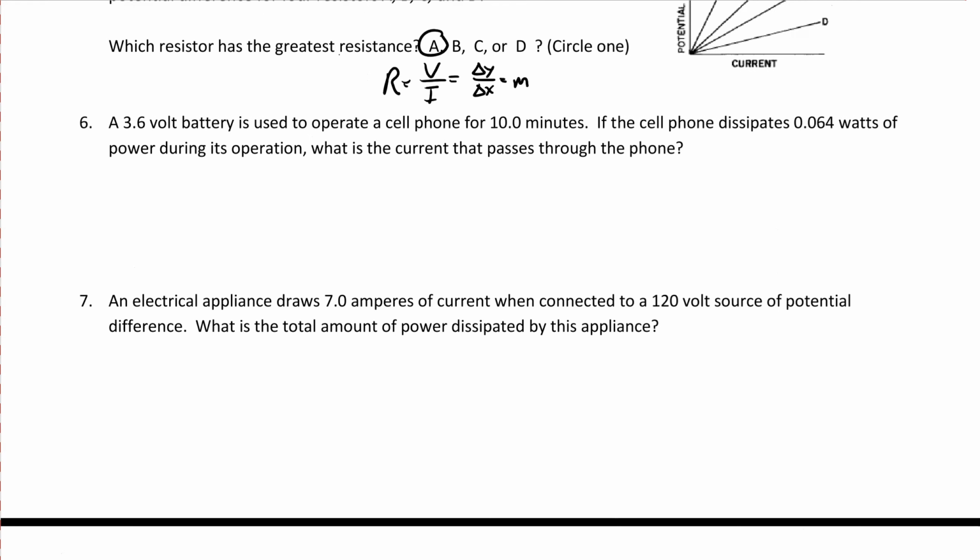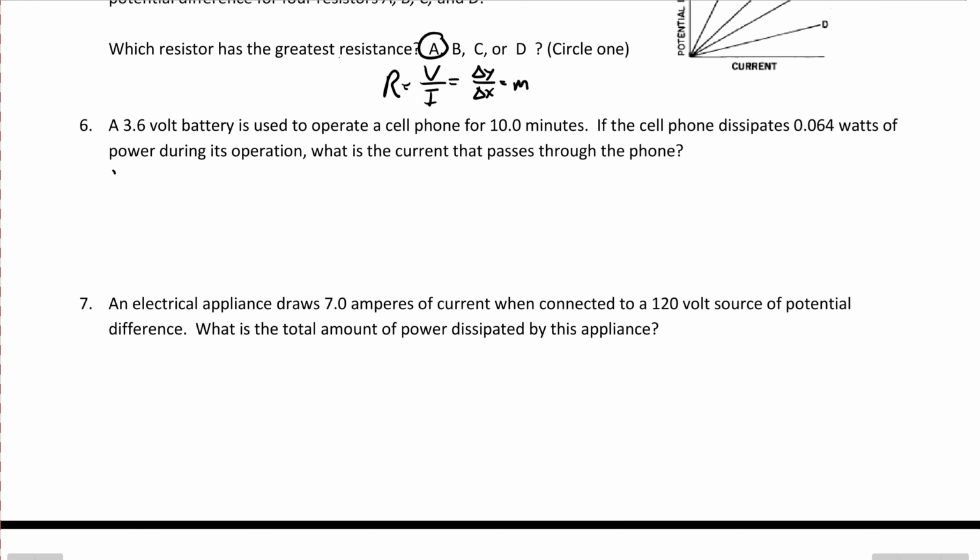So we're going to do the GUESS method. All right, so a 3.6 volt battery is used to operate a cell phone for 10 minutes. So t is equal to 10 minutes. But we don't like minutes, we want to make that into seconds. So times 60 seconds per 1 minute. That's really what you're doing. You could probably do it in your head, but that's 600 seconds for 10 minutes.